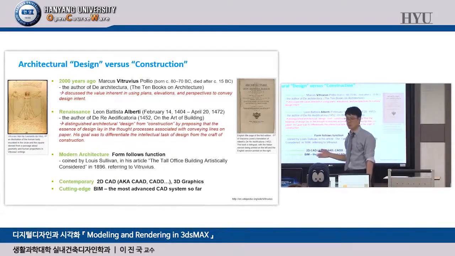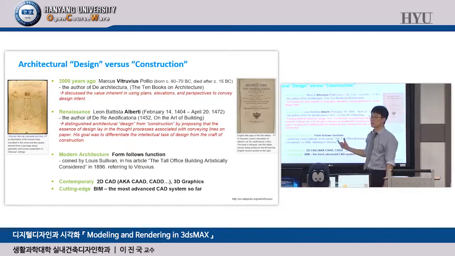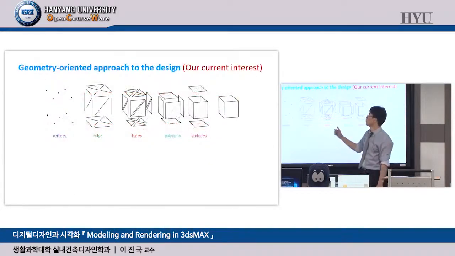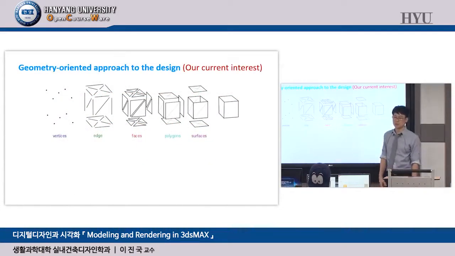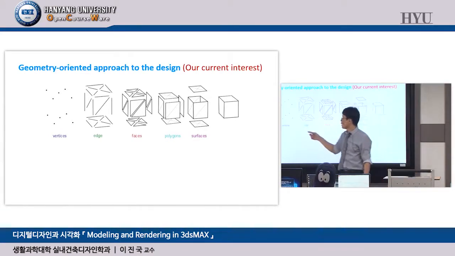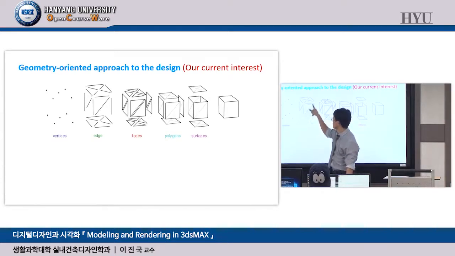So, this is a brief history of the architecture, design, construction, something. Let's talk about the history of CAD, history of computer-aided design. Take a look. This is the original, conventional approach, history of computer-aided design. Take a look. Our current interest is here, actually, geometry-oriented approach to design. Take a look. There is a box. What do we need to know for making this box? We have to define vertices, their connections, okay?